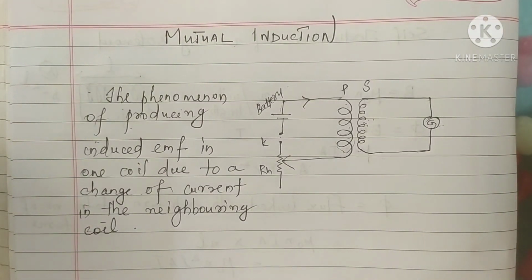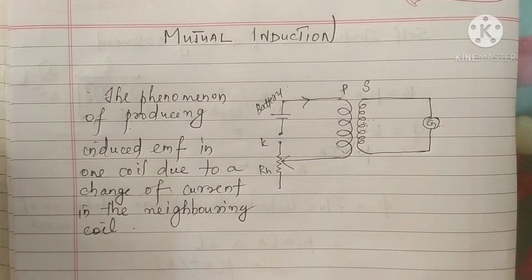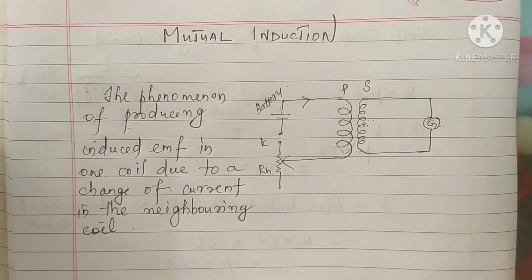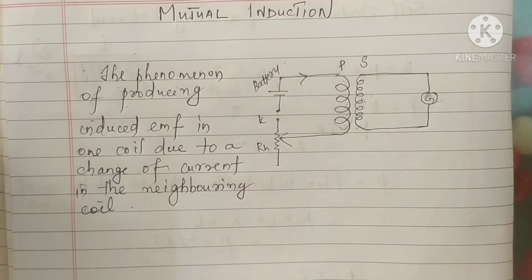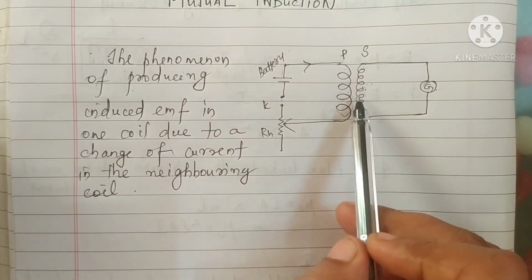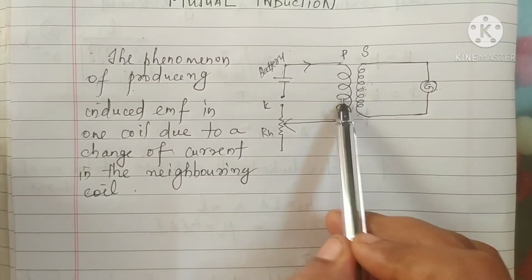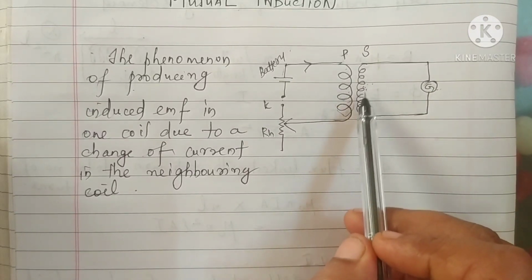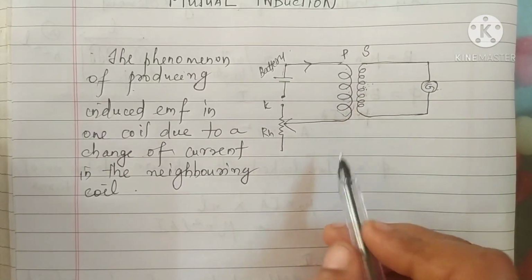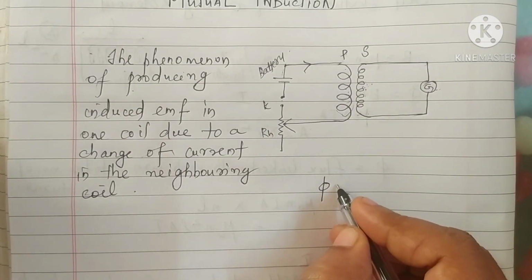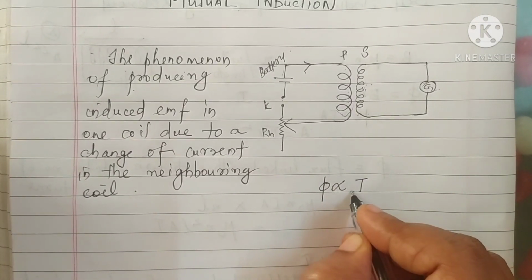The phenomenon of producing induced EMF in one coil due to a change of current in the neighboring coil is known as mutual induction. At any instant, the magnetic flux linked with the secondary coil is proportional to the current in the primary coil. If you are changing the current, the flux and the induced EMF produced will also vary. So this flux produced is proportional to the current.